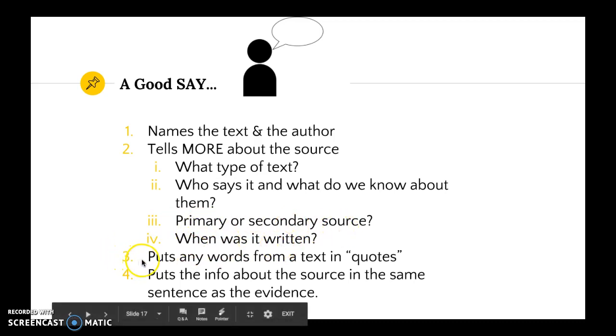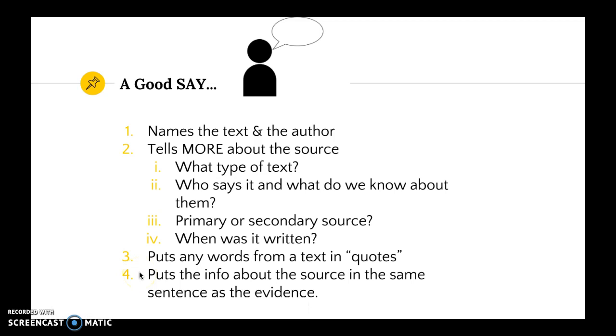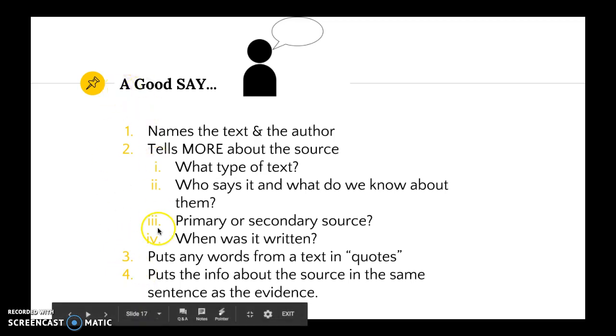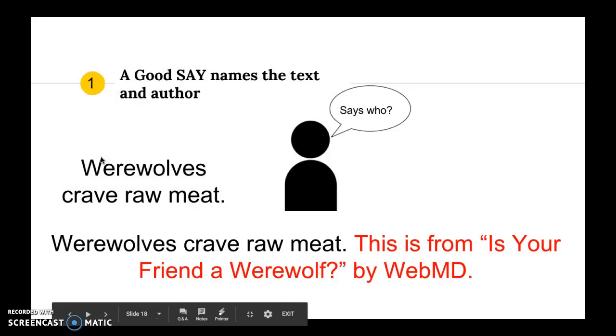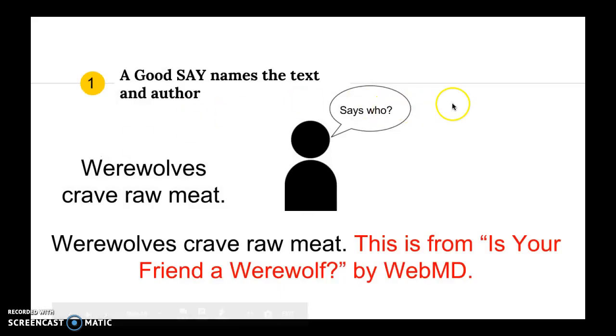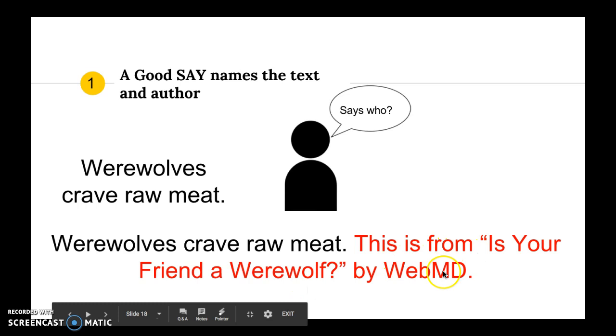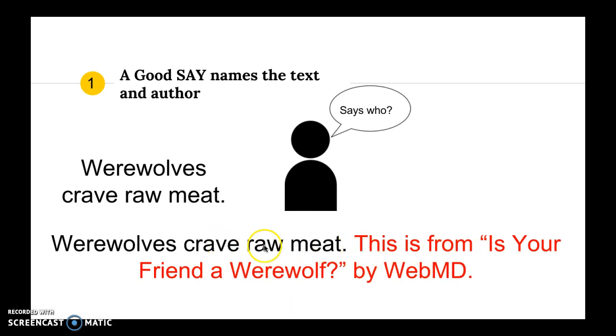A good say also puts any words from a text in quotes, and it puts the info about the source in the same sentence as the evidence. I'm going to show you all four of these things one at a time. So, number one, a good say names the text and it names the author. Werewolves crave raw meat. Says who? Werewolves crave raw meat. This is from Is Your Friend a Werewolf by WebMD. It's a lot clearer now what source I got this info from.